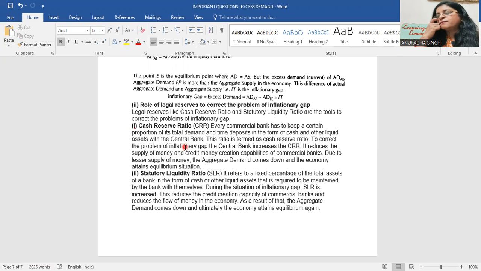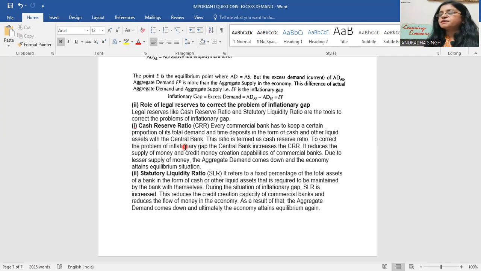And why is this done? Because when we increase cash reserve ratio, the bank is unable to give more loans to the common people. So in inflation, we require that. And when there is a situation of deflation, then cash reserve ratio is decreased so that the bank will be able to give more loans to the common people, and this is required.